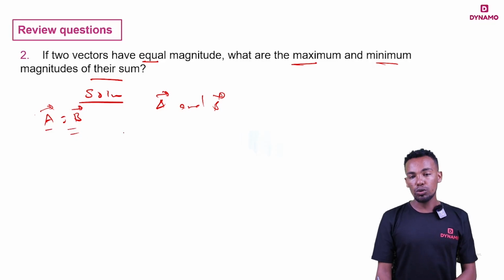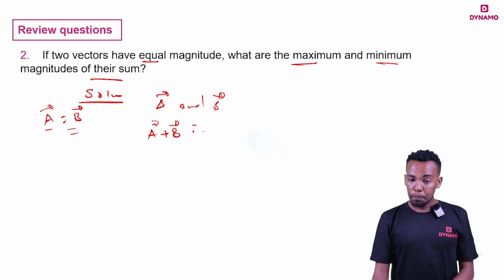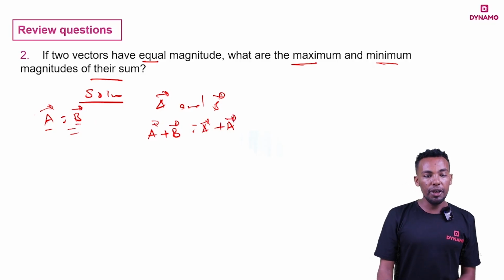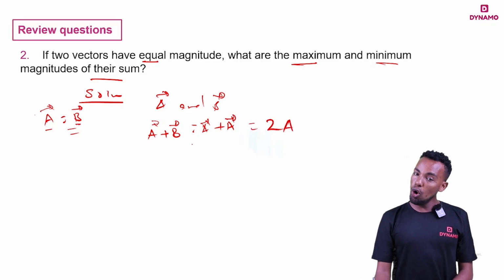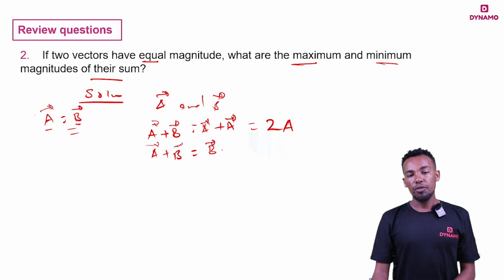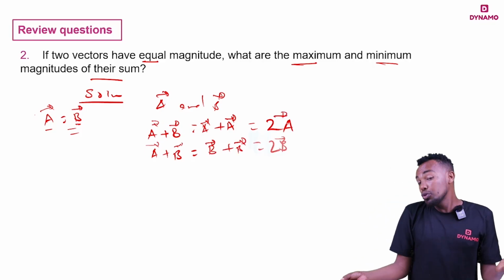So what is the maximum? Vector A plus vector B. That means vector A plus vector A, because vector A is equal to vector B. Therefore it is twice of A, or vector A plus vector B is equal to vector B plus vector B, so it is vector 2B. Either vector 2B or vector 2A; 2A is equal to 2B.